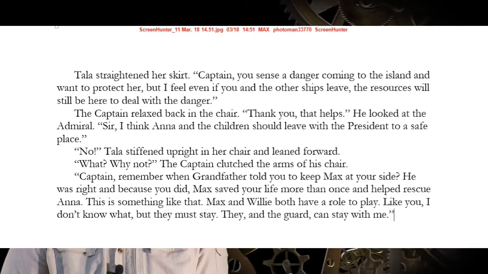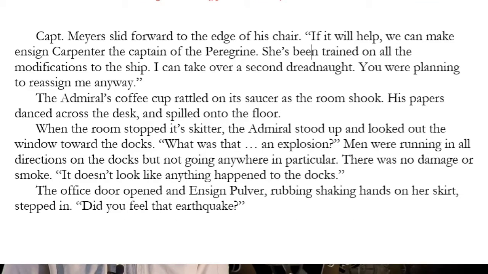"No." Tala stiffened upright in her chair and leaned forward. "What? Why not?" The captain clutched the arms of his chair. "Captain, remember when Grandfather told you to keep Max at your side? He was right, and because you did, Max saved your life more than once and helped rescue Anna. This is something like that. Max and Willie both have a role to play. Like you, I don't know what, but they must stay. They and the guard can stay with me."